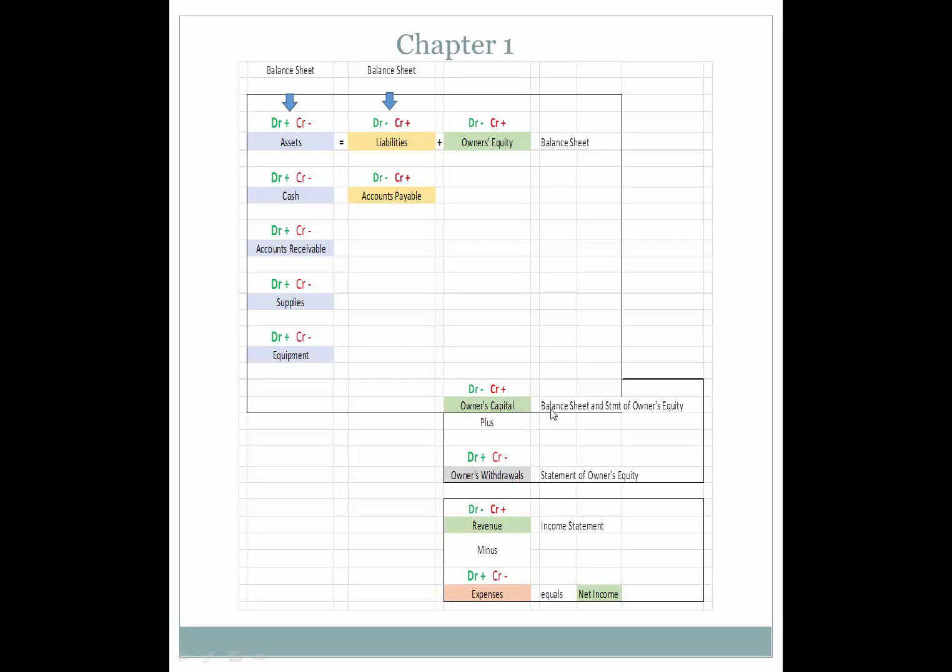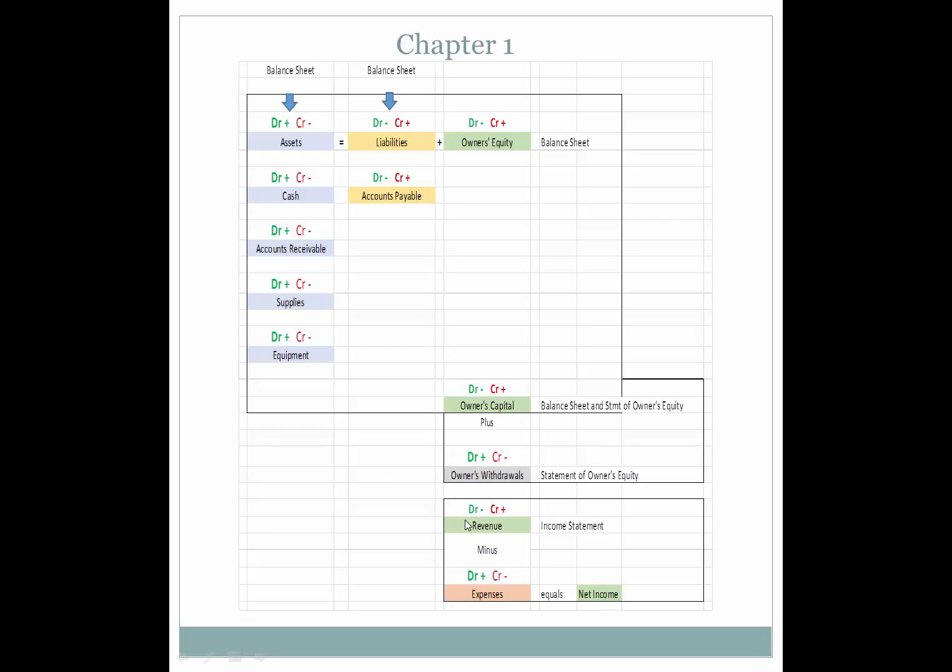The owner's capital, the ending calculation, ending owner's capital will be found on two financial statements, and this is true for only this account. You will find it on the balance sheet as well as the statement of owner's equity. This is the ending amount on the statement of owner's equity. You will find it in both places. Also, you will find owner's withdrawals on the statement of owner's equity. They increase with a debit. So increases to owner's withdrawals are seen with a debit, and because it's opposite to the credit, it is effectively reducing owner's capital. Please ignore this little plus there.